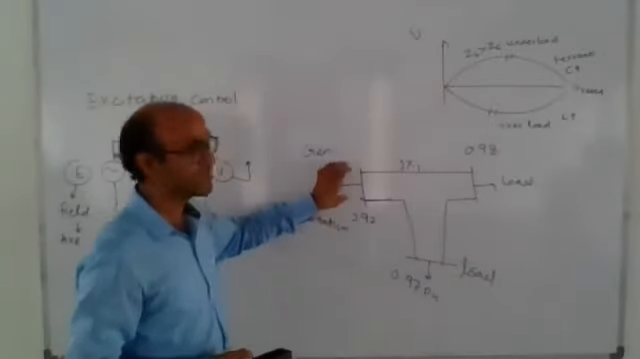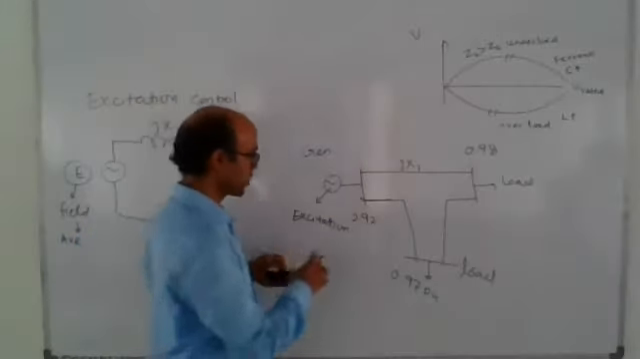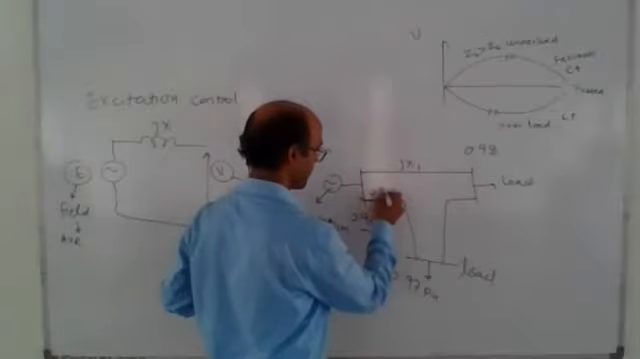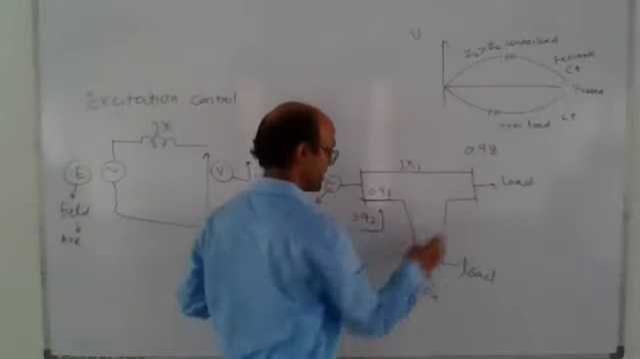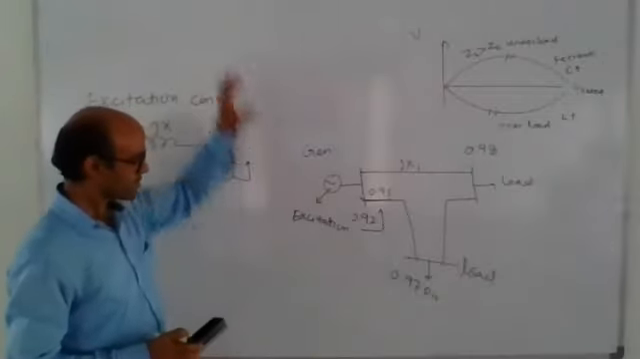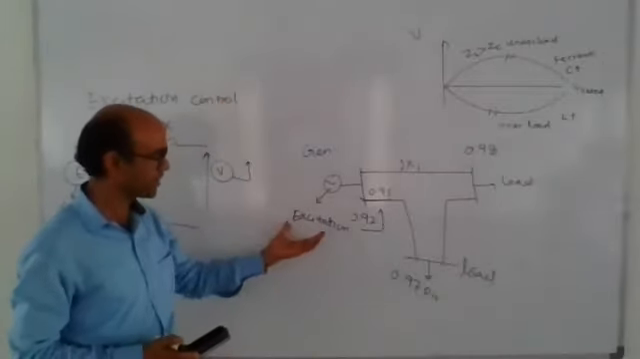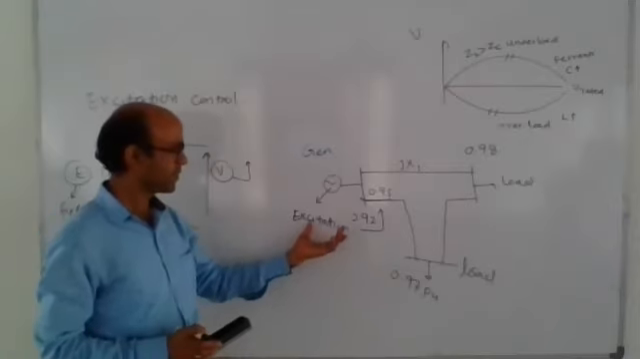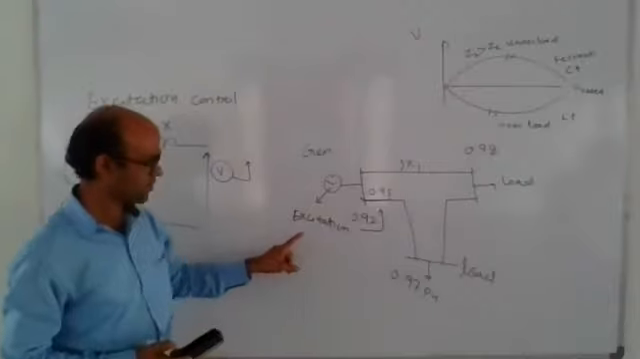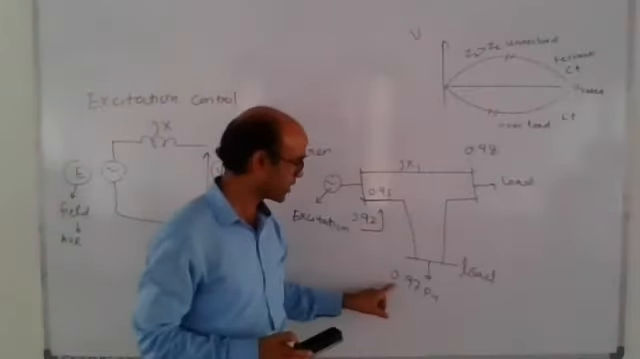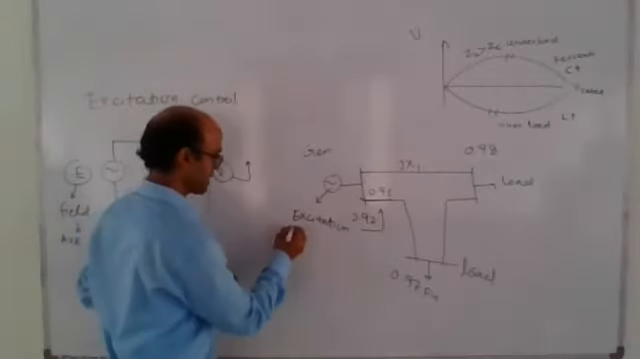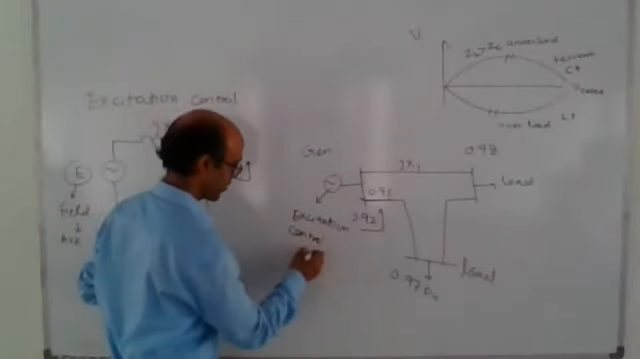We don't want to change this voltage and this voltage. We want to change only this voltage. We want to increase this voltage up to at least 0.95 without affecting these voltages. So how can we do it? That we will see by other methods. Because the excitation control method affects this voltage and this voltage, that's why this method is not recommended.